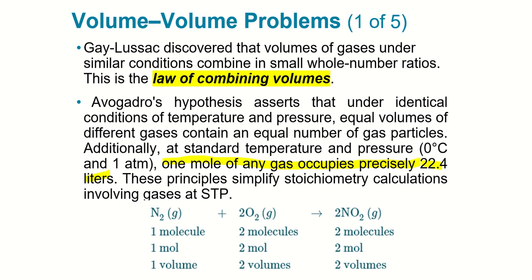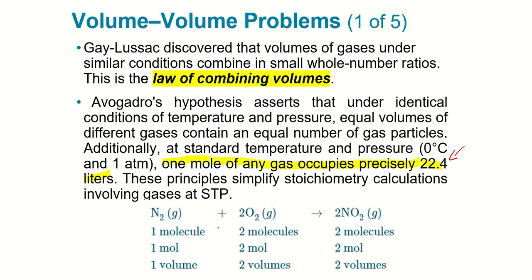Avogadro's hypothesis asserted that under identical conditions of temperature and pressure, equal volumes of different gases contain an equal number of gas particles. At standard conditions, and you need to remember this, 1 mole of any gas will occupy precisely 22.4 liters. So let's simplify this.